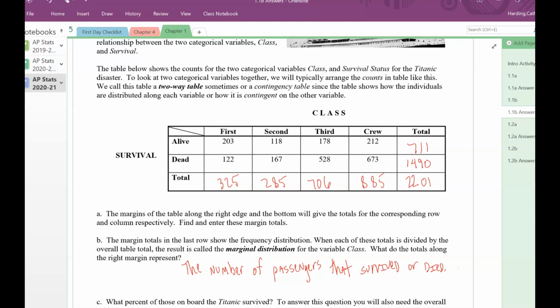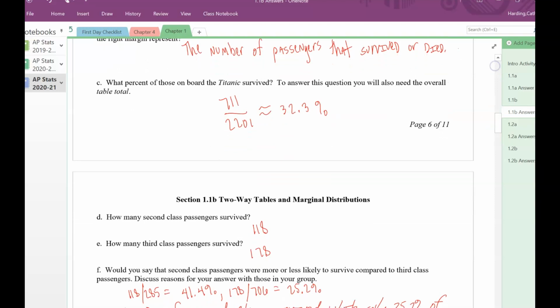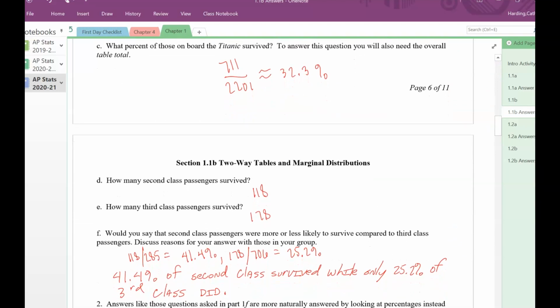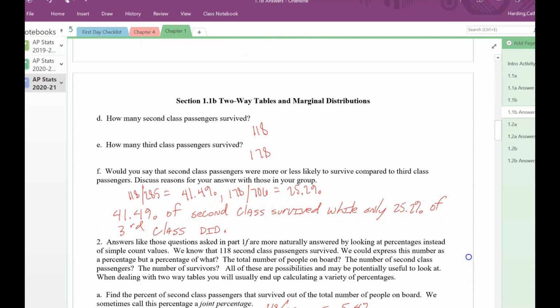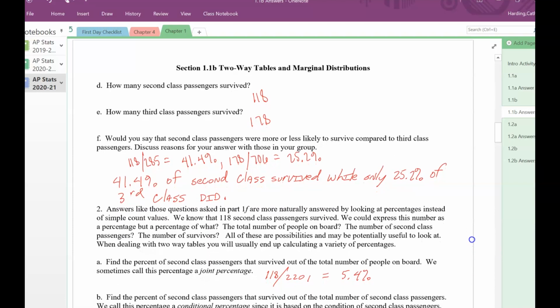So given that they were in second or third class, what is the probability, or what is the proportion, of people who survived? And so you may have done a calculation something like this to figure out that 41.4% of the second class passengers survived, whereas only 25.2% of the third class passengers survived. So to answer the question based on those proportions, you would say yes, a second class passenger was more likely to have survived the Titanic. There are a lot of different percentages, proportions that you can look at when you're looking at a contingency table.